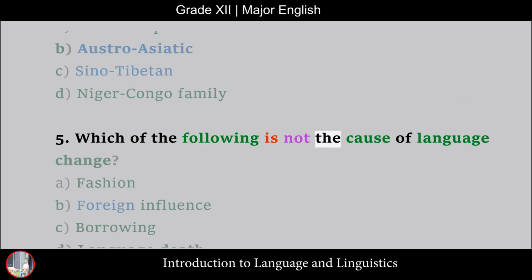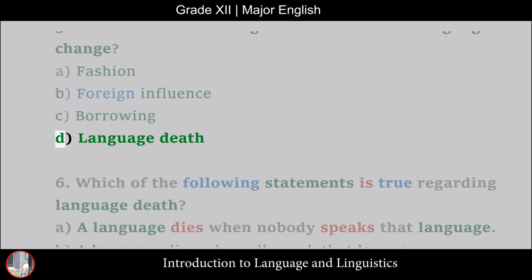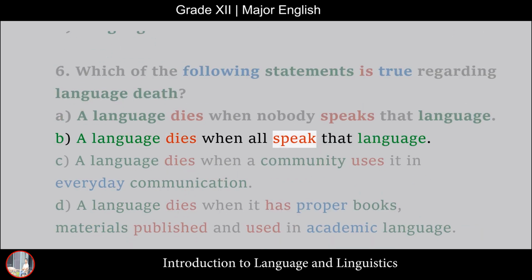5. Which of the following is not the cause of language change? A. Fashion. B. Foreign influence. C. Borrowing. D. Language death. 6. Which of the following statements is true regarding language death? A. A language dies when nobody speaks that language. B. A language dies when all speak that language. C. A language dies when a community uses it in everyday communication. D. A language dies when it has proper books, materials published and used in academic language.